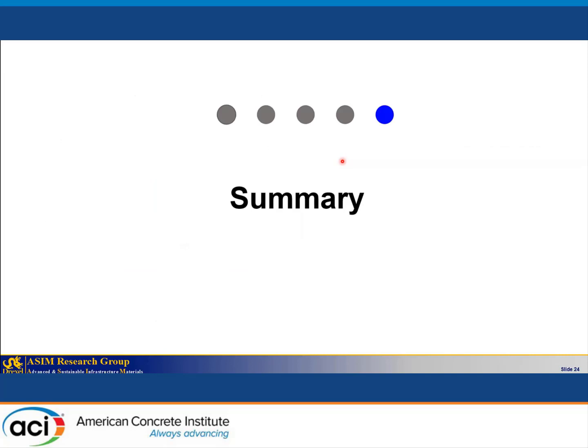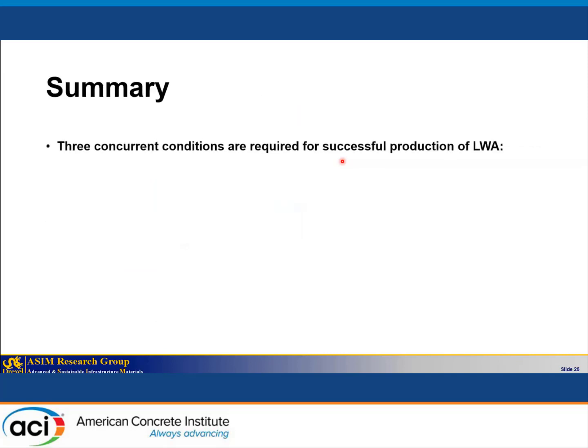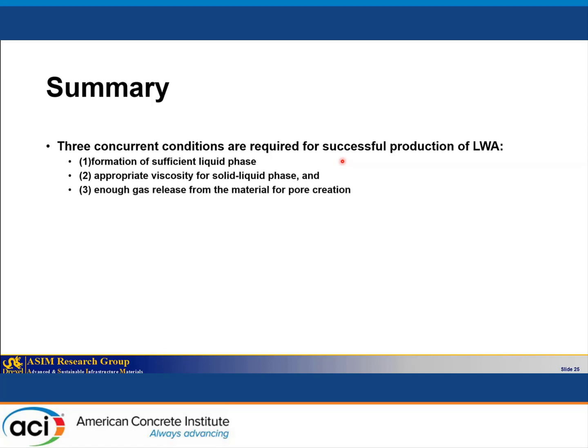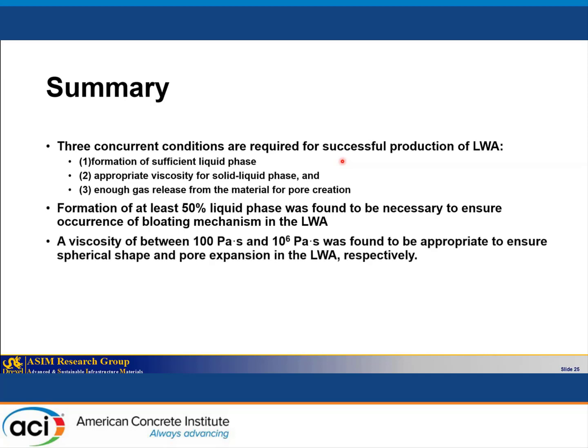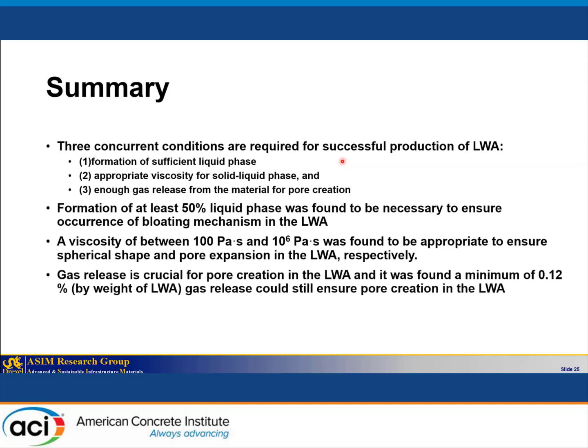So if I want to wrap up this talk, what we observed was we need three concurrent conditions to occur so we can make sure bloating is going to happen: formation of a sufficient amount of liquid phase, appropriate viscosity for the solid-liquid phase, and enough gas release for the material to make sure pore creation is going to occur. For liquid phase, the minimum amount was 50%. For viscosity, the range that we suggest is 100 pascal second to 10^6. And the minimum gas release that we observed was about 0.12%, which ensured pore creation is going to happen in the system.